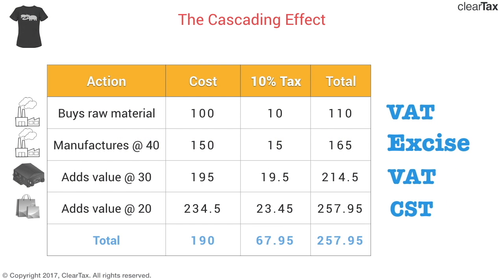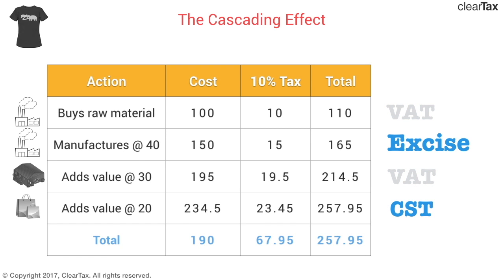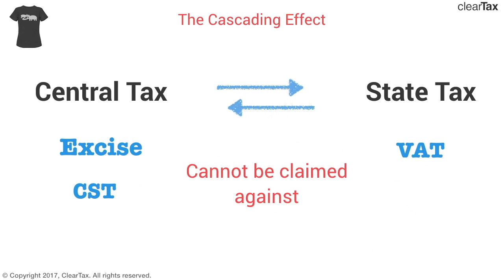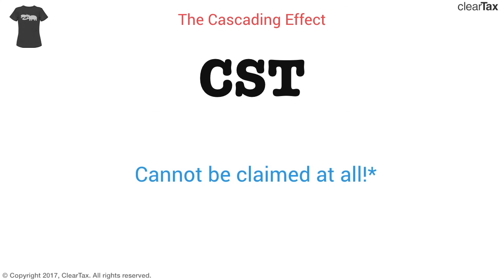Let's understand that VAT, excise, VAT and CST were the taxes paid. VAT is a state tax, whereas excise and CST are both central taxes. As per the input credit rules, central taxes and state taxes cannot be claimed against each other because you're paying central tax to the central government and state tax to the state government. So you cannot set off these two tax expenses. Let's look at CST in particular. CST credit is not allowed at all. That is, even if you've filed all C forms and everything is in place, CST input credit is absolutely not allowed.